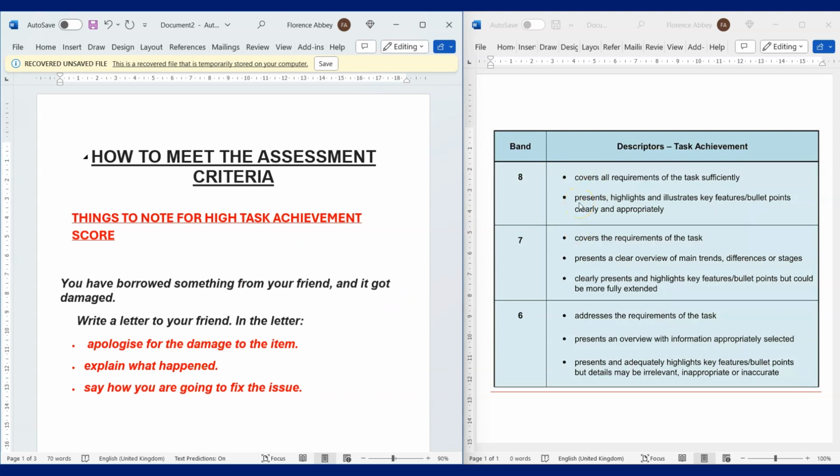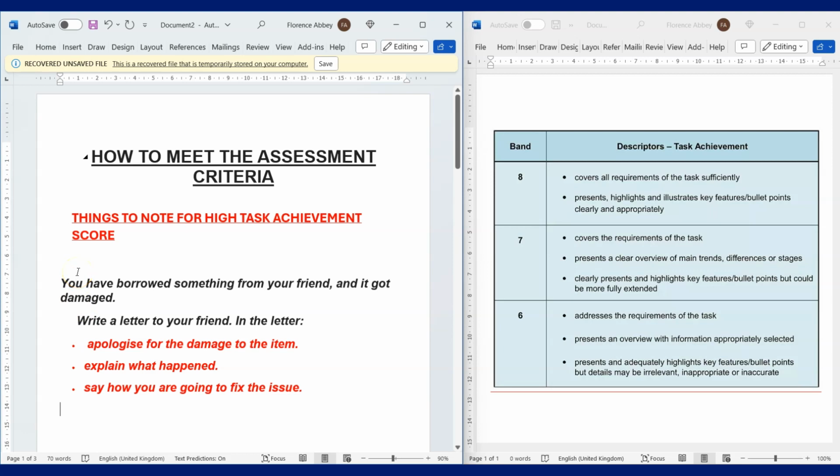But for the band 8 student, he covered all the requirements of the task sufficiently, and also presented, highlighted, and illustrated the bullet points clearly and also appropriately. So what does all this mean? What does all this mean, and what are they looking for when you come to writing task 1?